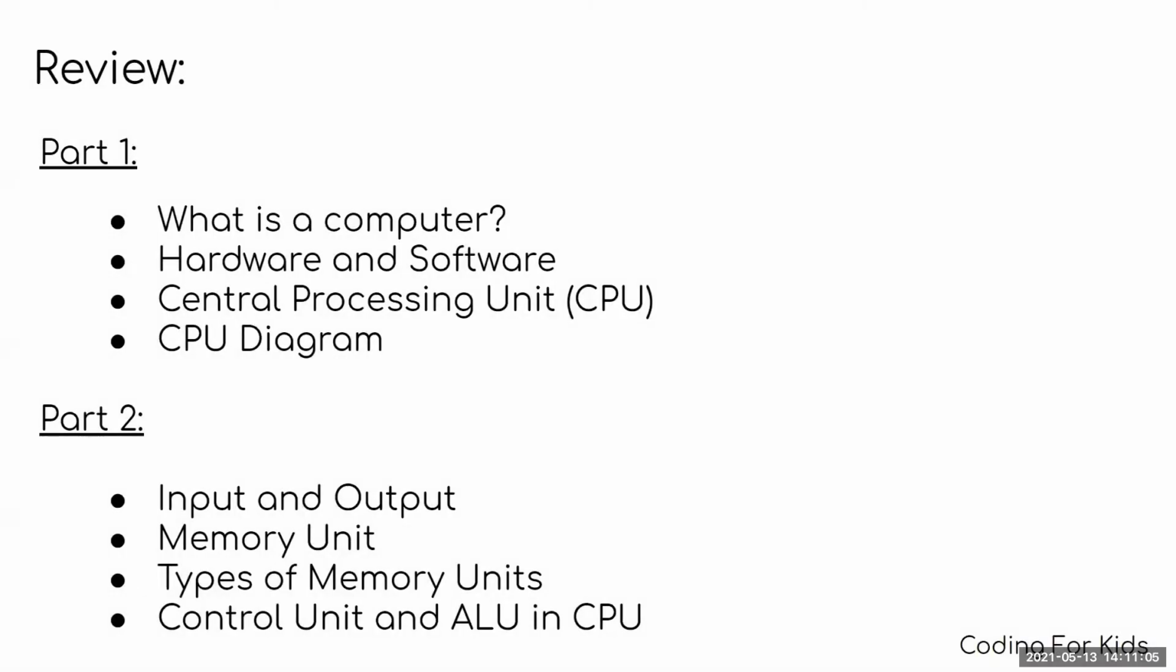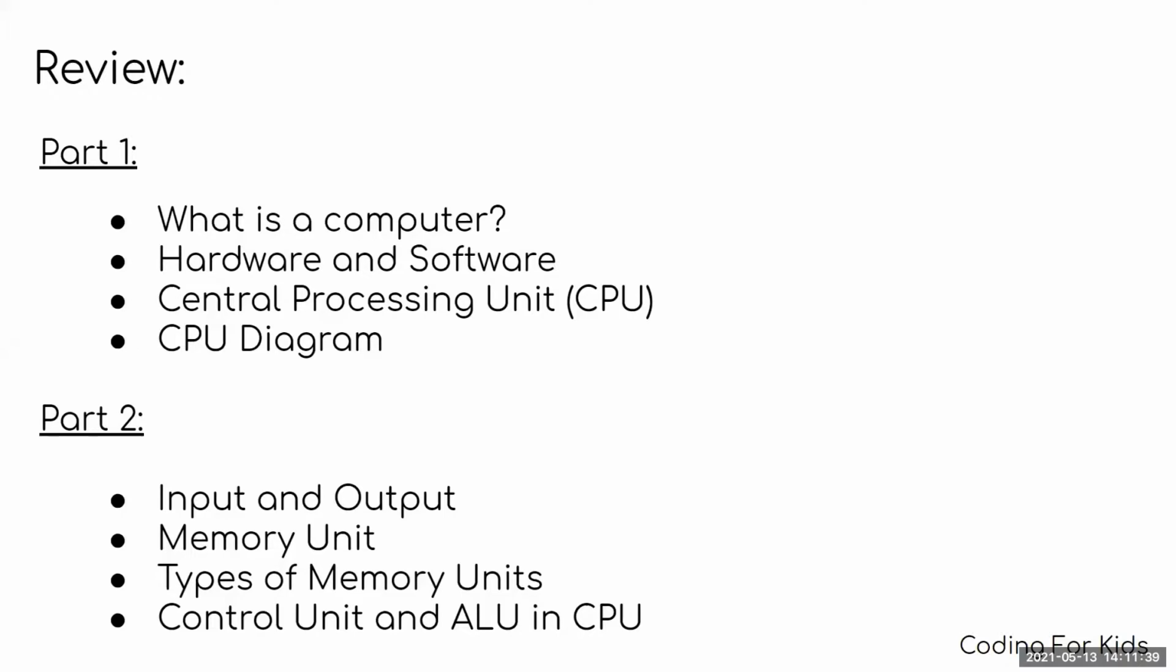So let's just review quickly. We learned what a computer is. We learned hardware and software. We learned the central processing unit. And finally, we looked at a CPU diagram. So a computer is just a device that performs tasks with great speed. It can be programmed, and it is used in our daily lives. It's really important, and it's a multitasking device. So just remember all of those points about a computer.